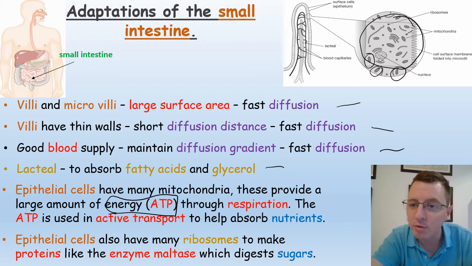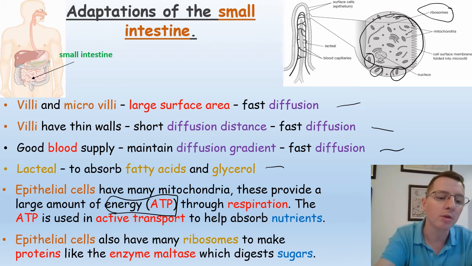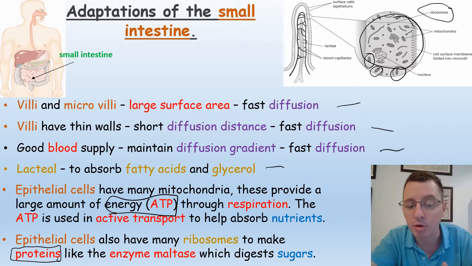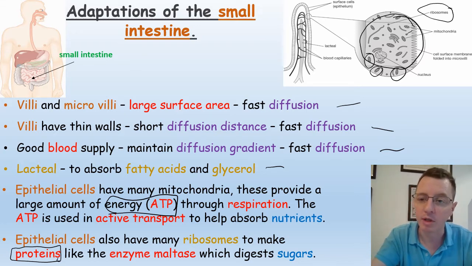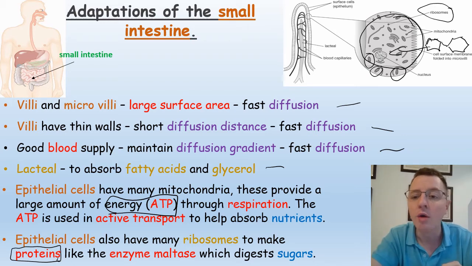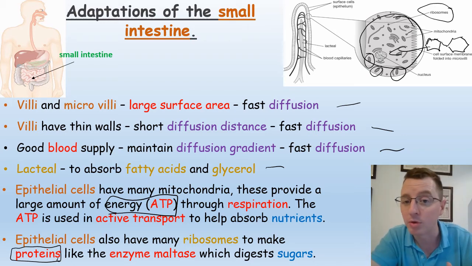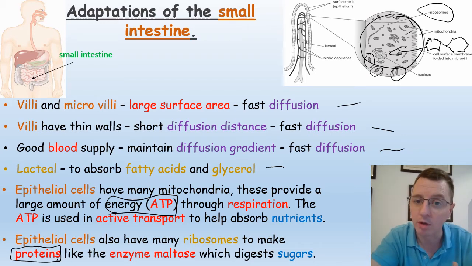The epithelial cells, you'll also notice, have some ribosomes, and those ribosomes are used in protein synthesis to make proteins like the enzyme maltase, and maltase digests the sugar maltose. So as the small sugar maltose, there's one, diffuses through the epithelial cells, it will be broken down into individual glucose molecules, which can then be absorbed into the blood.